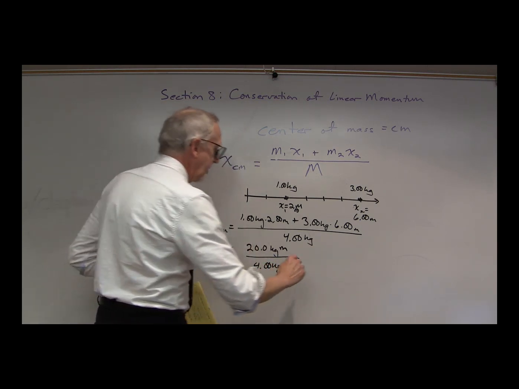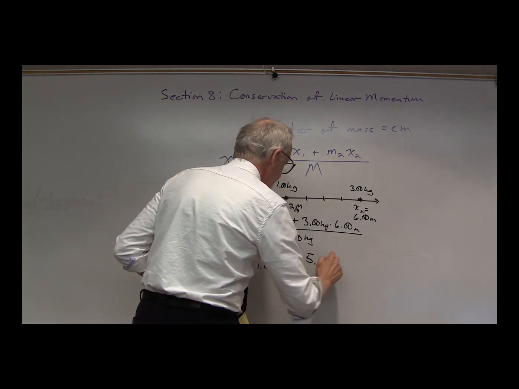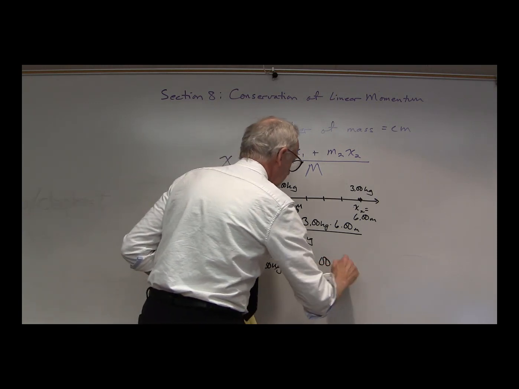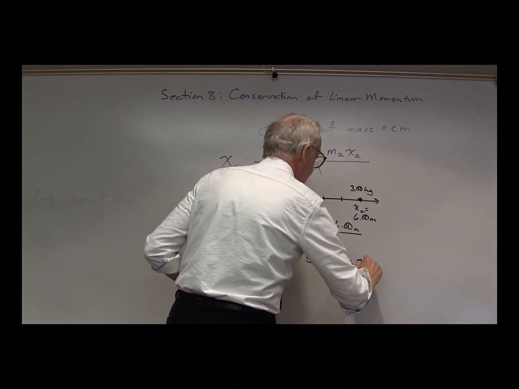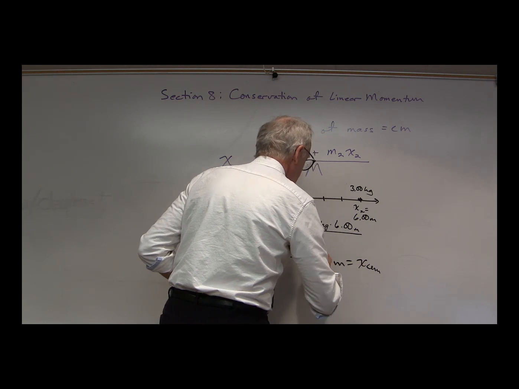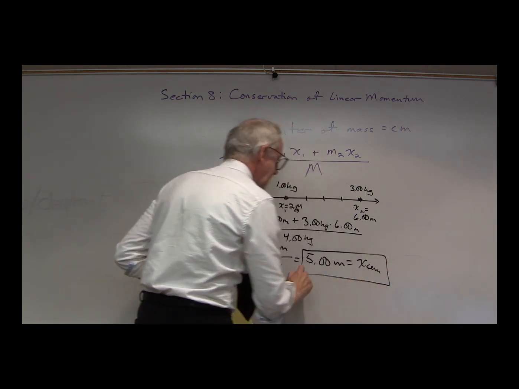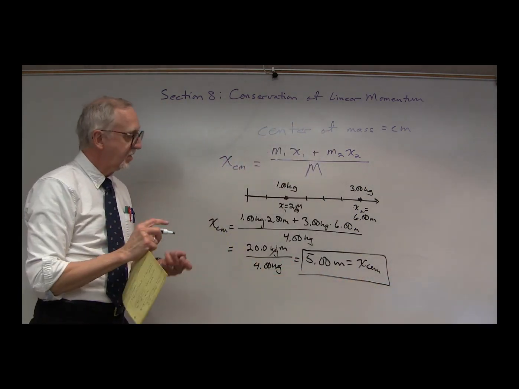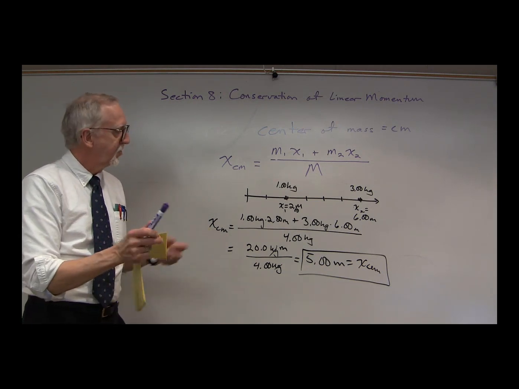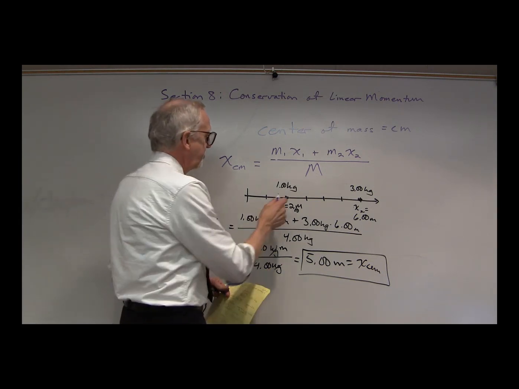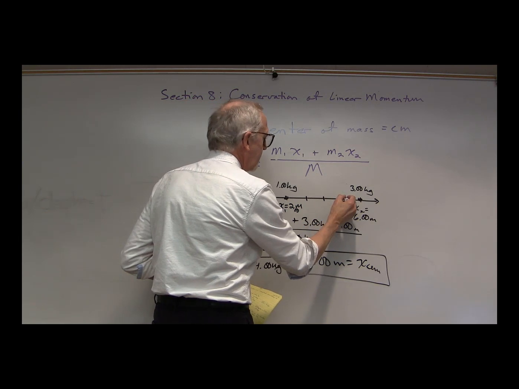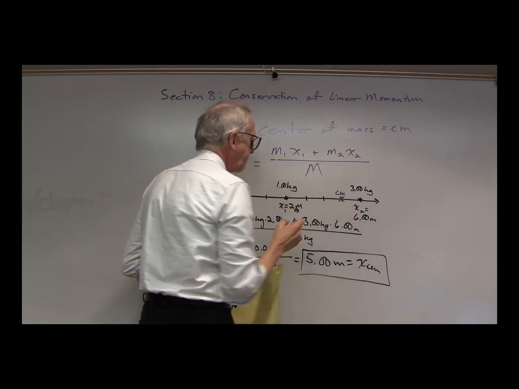20 divided by 4 is 5. And the kilograms cancel, and we get meters. So the position of the center of mass is at 5 meters. Let's see if that makes sense. So 5 meters, we've got, here's 2, 3, 4, 5. So here is the center of mass.